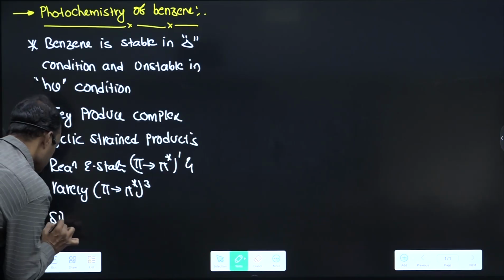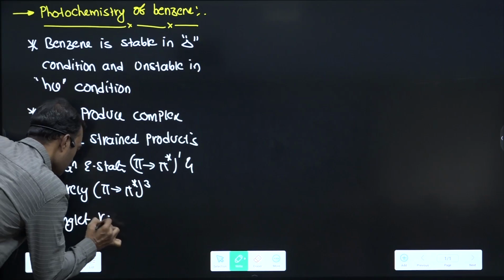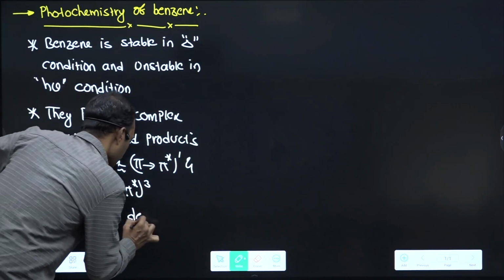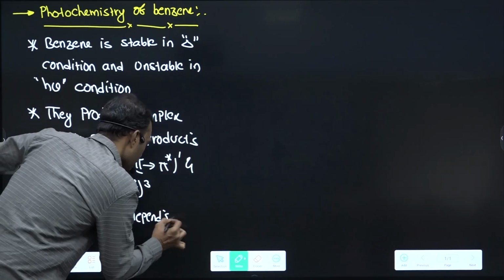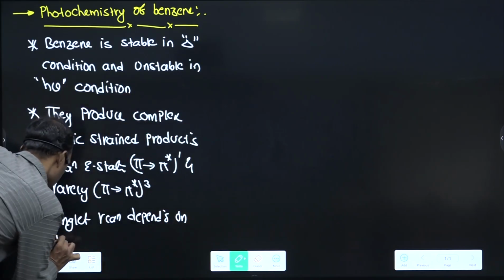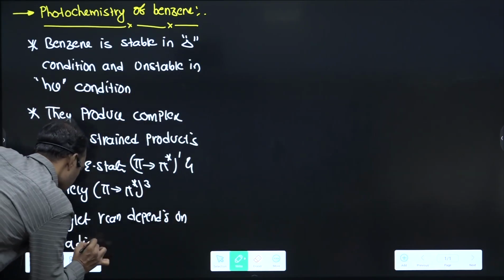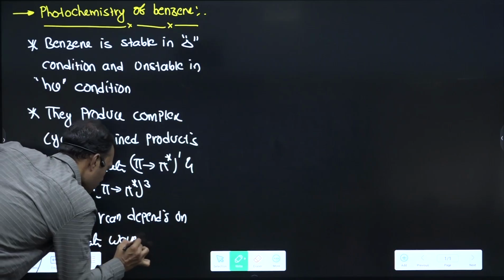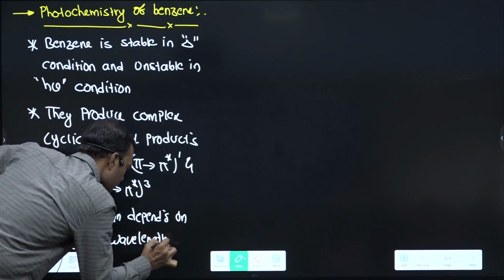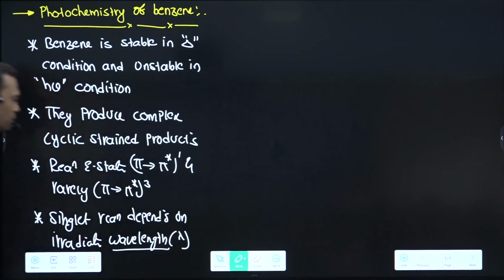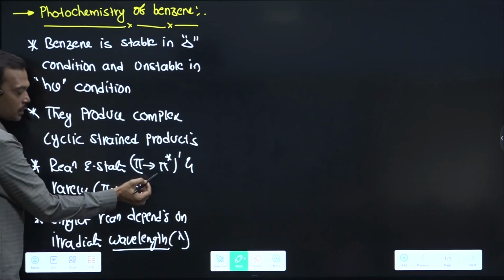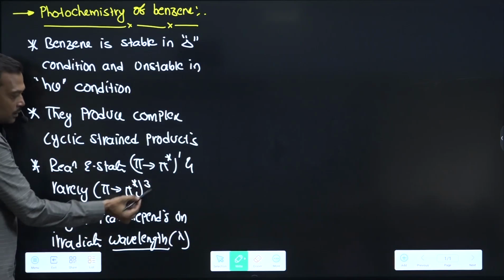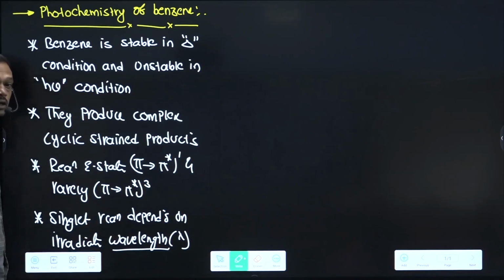And if I take any singlet reaction, it depends on the irradiation wavelength. Means, what is the lambda of the irradiation wavelength? Based on that the reaction depends. So for singlet reactions, two types are possible. Benzene can participate in singlet as well as triplet, but singlet reactions depend on the irradiation wavelength because variable singlet energies are required.